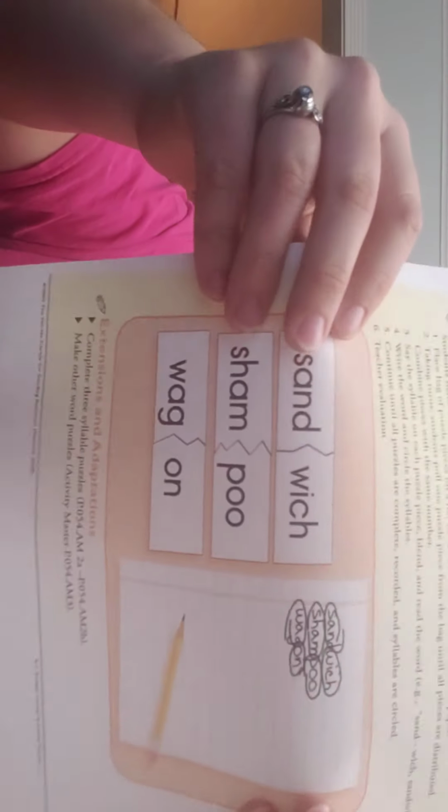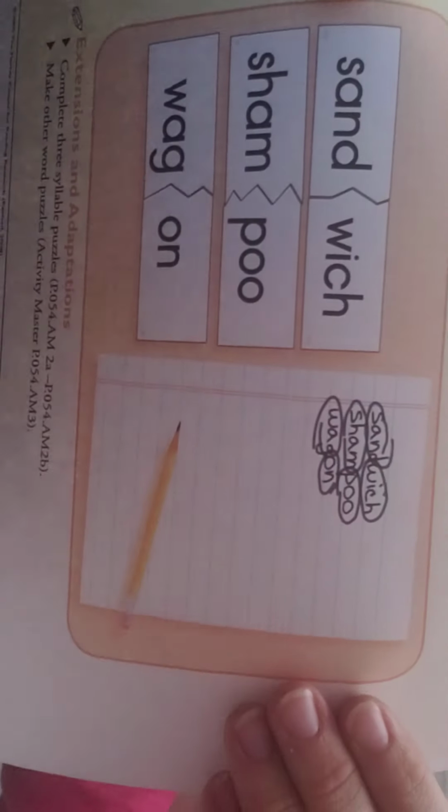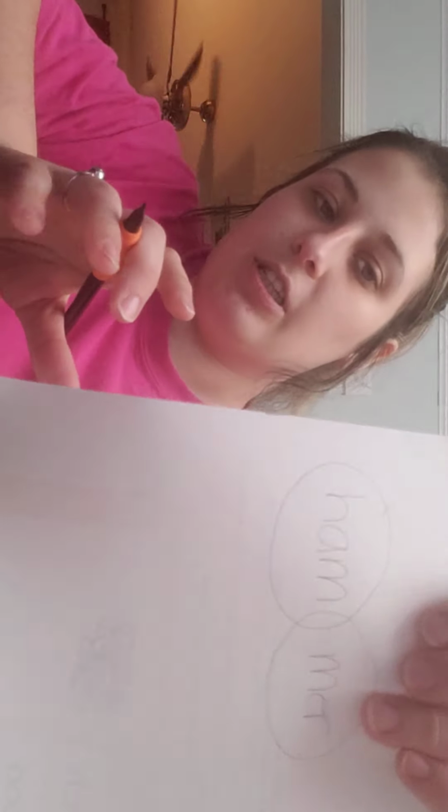Once they find a match, I will have them write the word down, as in the instructions. So for hammer they would do H-A-M, and they would circle it because it's one puzzle piece. And then they would do M-E-R to complete it. Just like that.